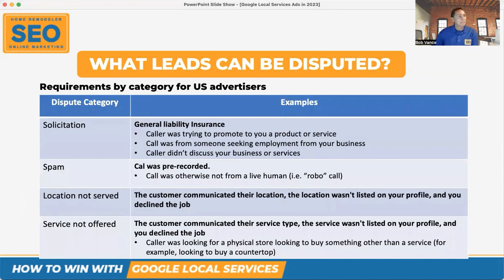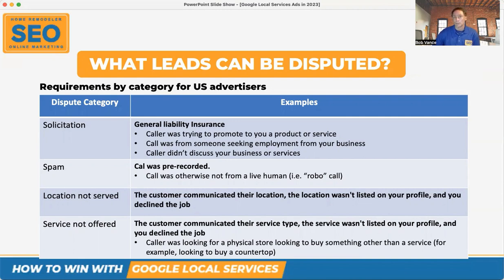And then what leads can be disputed here? Solicitations can be disputed. People that are calling you, trying to sell their own services to you. Obviously, you don't have to pay for those. Spam calls, pre-recorded robocalls, that type of junk. You don't have to pay for any of those leads, they're not even leads, any of those calls.